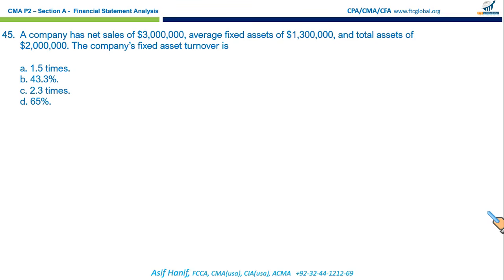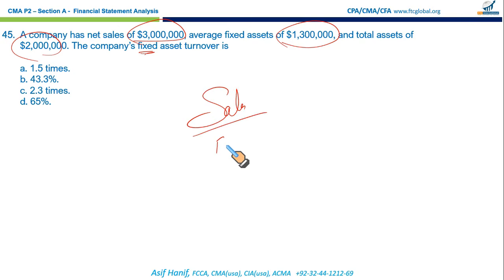Our company has net sales of 3 million, average fixed assets 1.3, total assets 2 million. What is fixed assets turnover? Mind the word fixed assets turnover. Fixed assets turnover is sales over average fixed assets. We don't have average, so whatever we have we can use. Sales $3 million. Fixed assets 1.3 million. Fairly straightforward computation, that gives you 2.3.